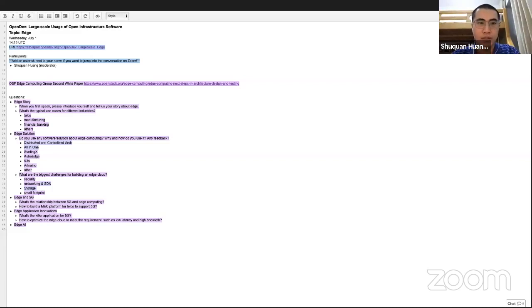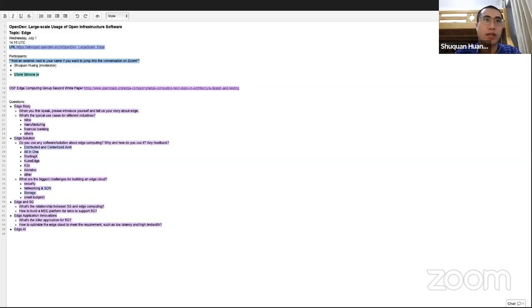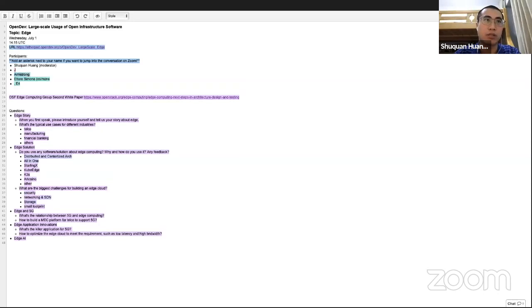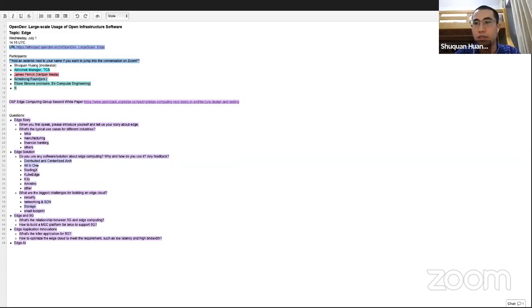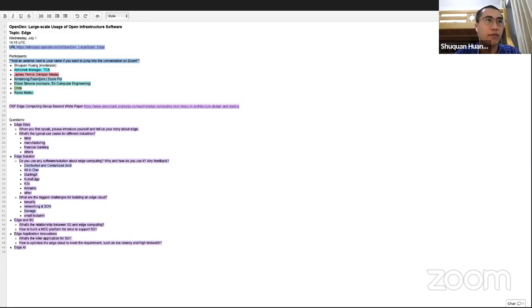Welcome to this session about edge computing. Today we have several topics. First, we will talk about edge stories, and we encourage attendees to share your story about the edge and any use cases you know about. If you talk about your story, please introduce yourself first, say which company you work with, and why you look at edge computing. We can also talk about typical use cases for different industries like telco, manufacturing, financial banking, and others.